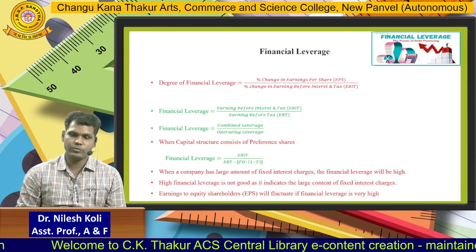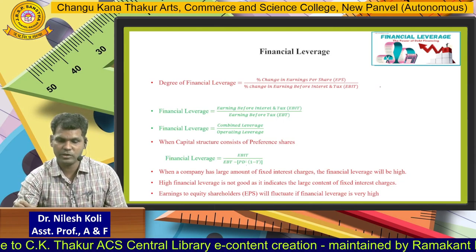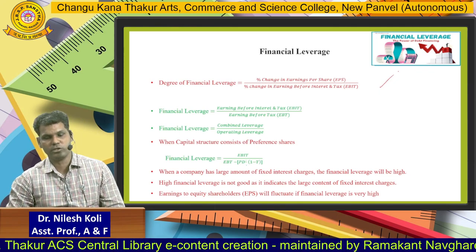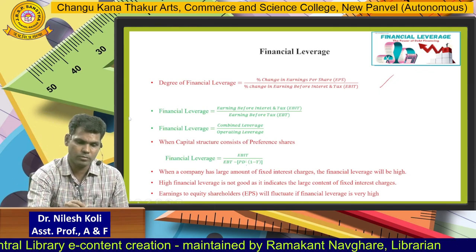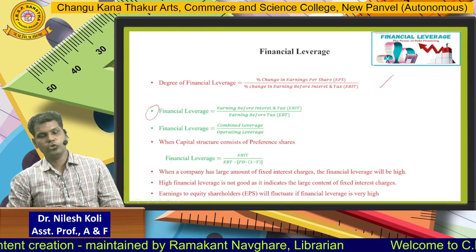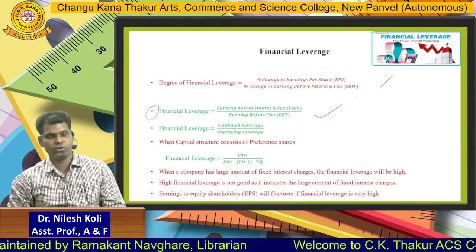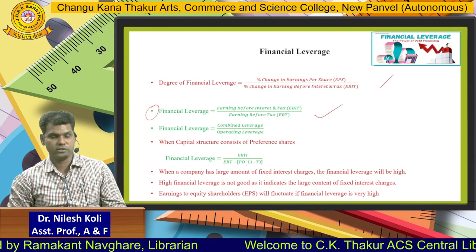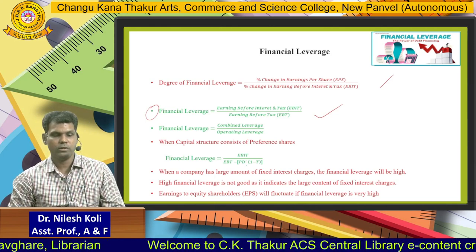These are the formulas for calculating the financial leverage. Degree of the financial leverage is the percentage change in the EPS upon the percentage change in EBIT. The second formula is very important, most of the times we are using this formula: financial leverage is equal to EBIT upon the EBT. This is very important. Then again, financial leverage is the combined leverage upon the operating leverage. As I told you, if some figures are missing, reversely we can calculate that.